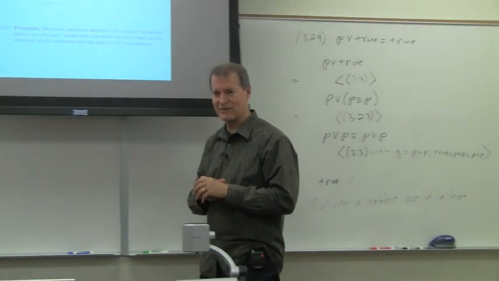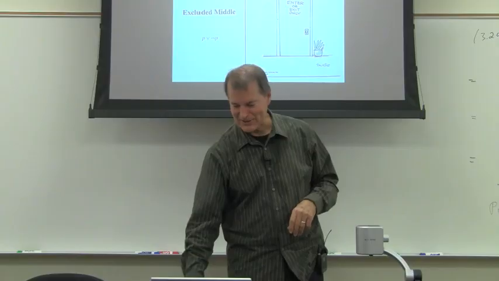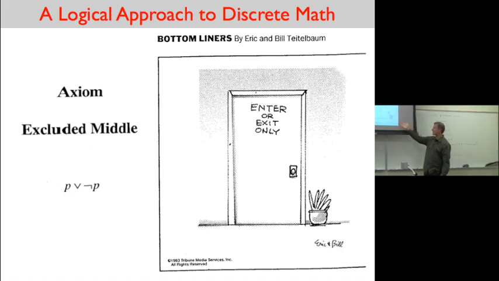All right, is everybody good here? Okay, every once in a while I like to share a little humor. Check this out. Here's the axiom of excluded middle. What is the excluded middle axiom? P or not P. I ran across this cartoon and thought, whoa, that's excluded middle. Because what does he put on the door? Enter or exit only. Isn't that excluded middle? It's either true or false. Can't you see the connection? I thought that was a pretty slick connection.